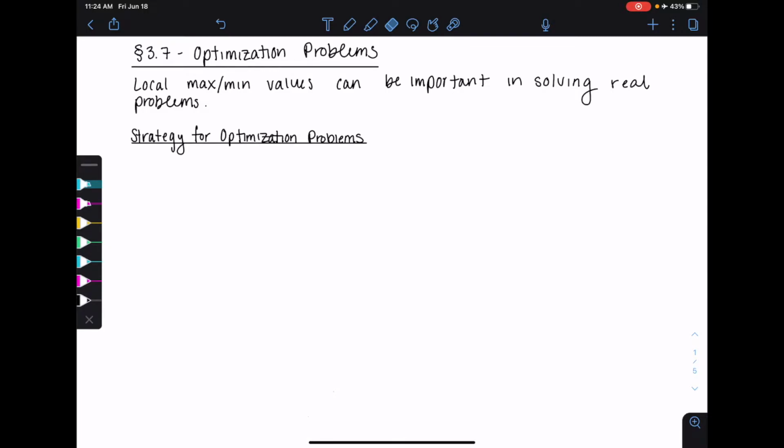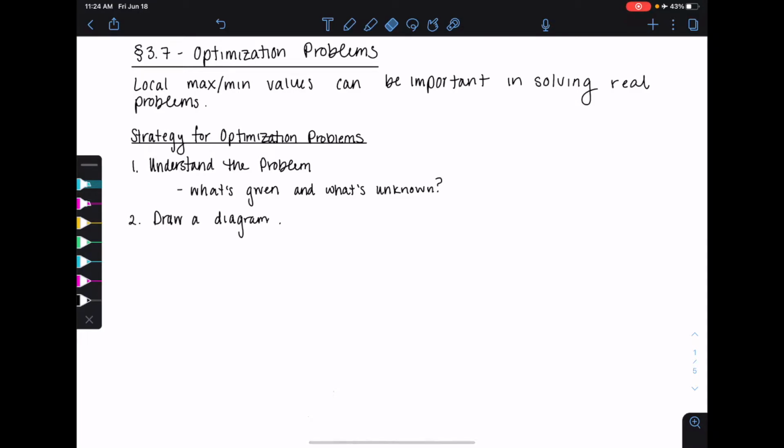So we want to go through a strategy first for solving these, because of course word problems always seem to be the most difficult because there's a lot going on. First thing you want to do is understand the problem. And I know that's kind of trivial to say, but what you really want to pick is what's given to you and what's unknown. So what is the thing that you are searching for? If possible, you want to draw a diagram.